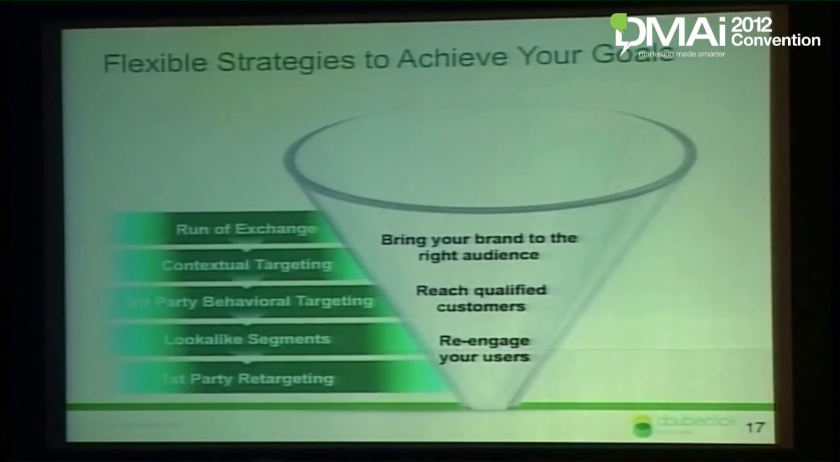Make sure that you can do certain strategies when you're bidding on a DSP. When you're looking at your DSP solution, make sure it can do all sorts of different optimization strategies and bidding strategies. Whether it's run of exchange at the very broad level, adding contextual targeting, using the third-party data that we talked about, or looking at lookalike segments, which I'm not going to get into, but it's basically looking at your third-party data and your first-party data and deduplicating them. So make sure that any DSP you choose has the ability to do all of these things.